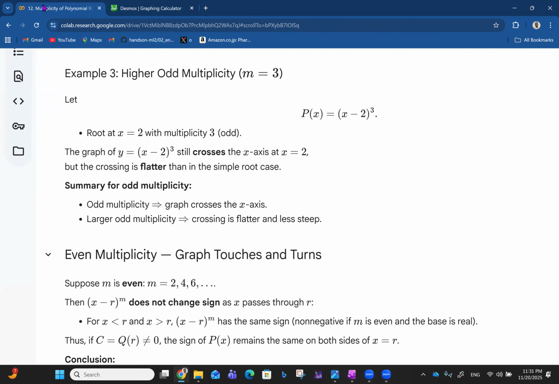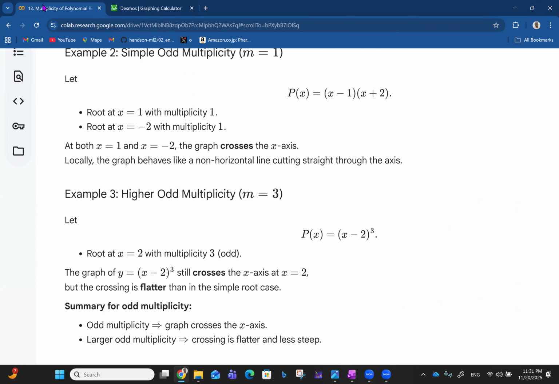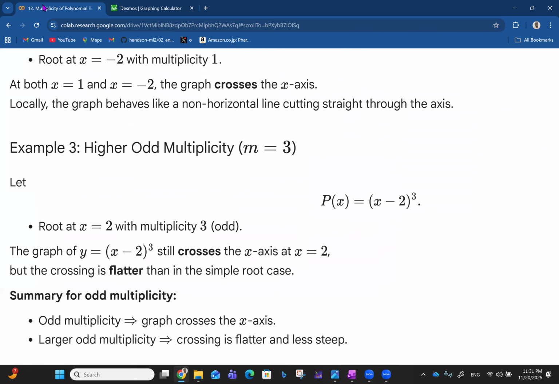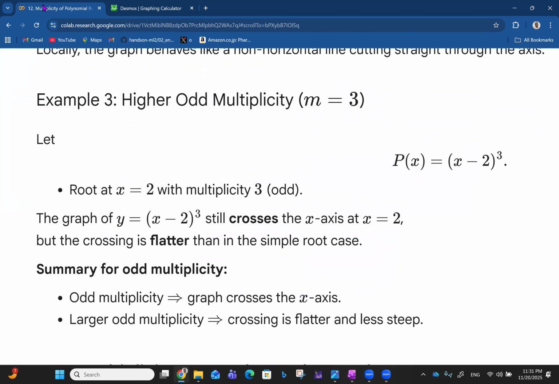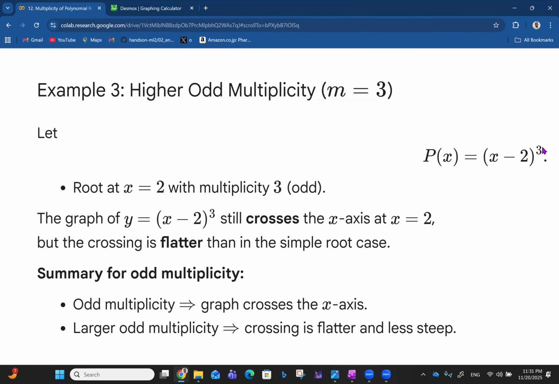Okay, so example 3 now, high order odd multiplicity. Let p of x be (x minus 2) raised to power 3. So root at x equals 2 with multiplicity 3, which is odd. So the graph of y equals (x minus 2) raised to power 3 still crosses the x-axis at x equals 2, but the crossing is flatter than in the simple root case. So the summary for odd multiplicity is that odd multiplicity implies that the graph crosses the x-axis. Larger odd multiplicity, crossing is flatter and less steep.